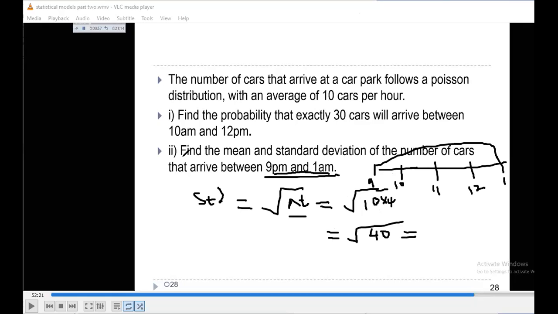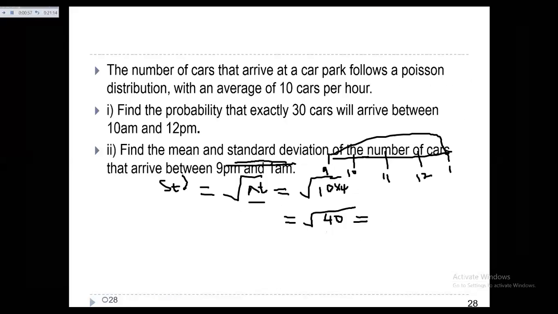What are we getting for the square root of 40? You can just type it for me. Send me a chat. That's 6.32. So we have 6.32. Okay. So that will be the standard deviation for the number of cars that will arrive at the park.